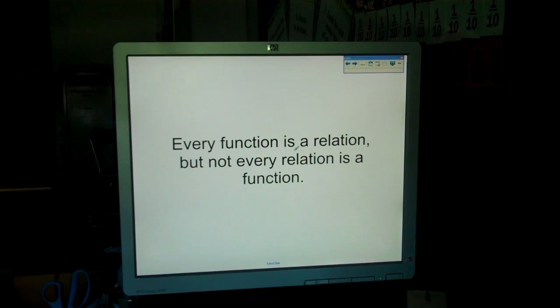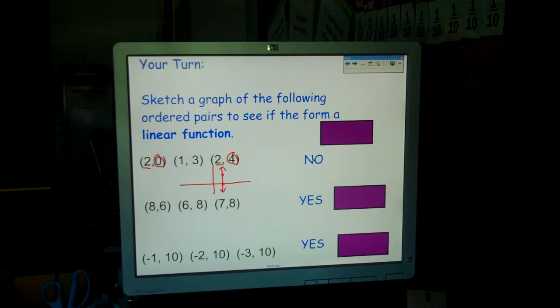Every function is a relation, meaning you get ordered pairs. They have a relationship, but not every relation is a function. Like we just found in our last example, this would not be a function. These two would be a function.